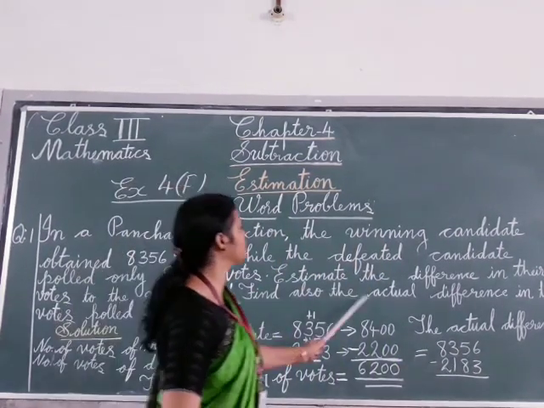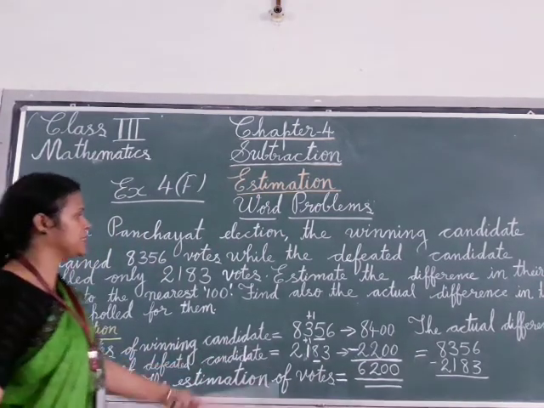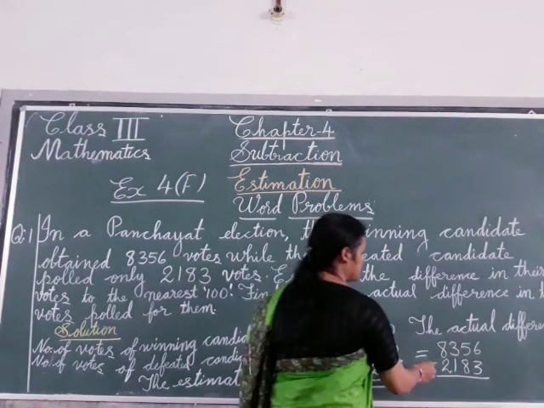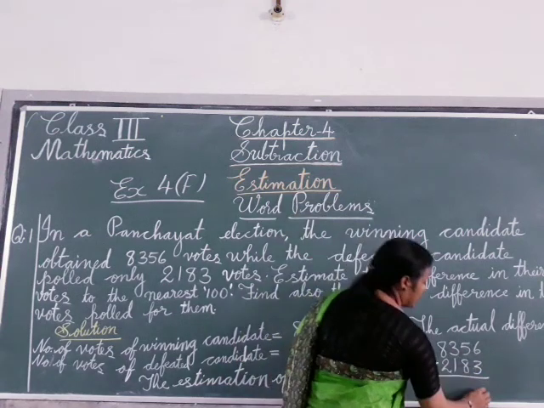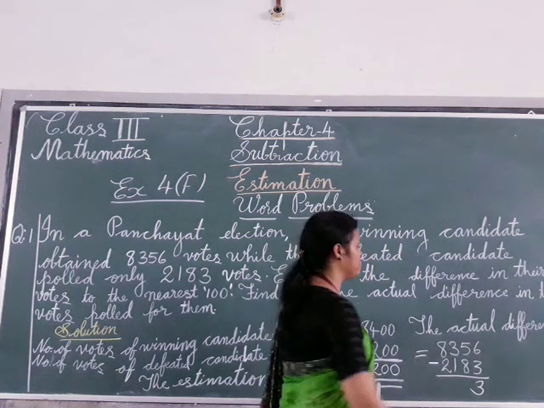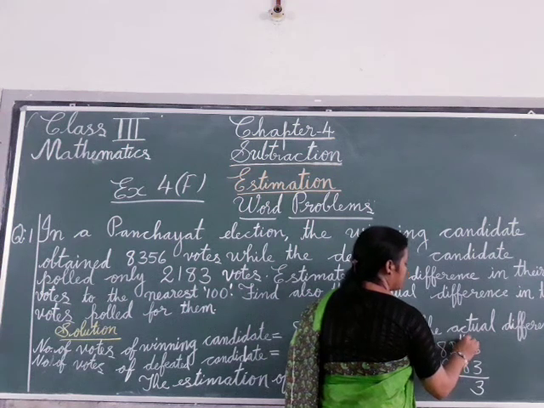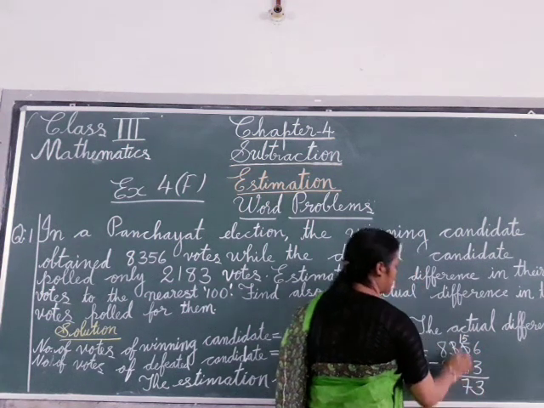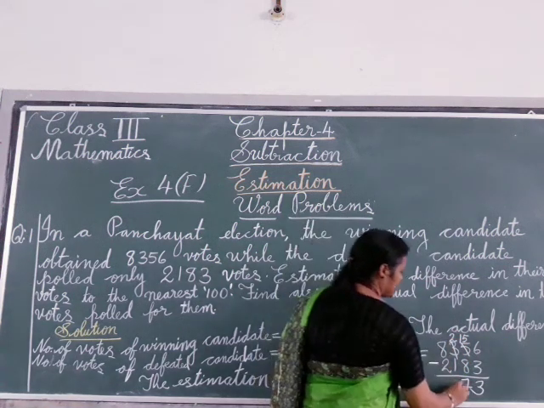Now we have to find out the actual difference. Now find also the actual difference in the votes polled for them. What is that? Here, 8,356 minus 2,183. 6 minus 3, we will get 3. We cannot subtract 8 from 5, so we borrow 100 from here. So we have 15 tens. 15 minus 8 we will get 7. And here we have only 2 hundreds. 2 minus 1, we are getting 1.